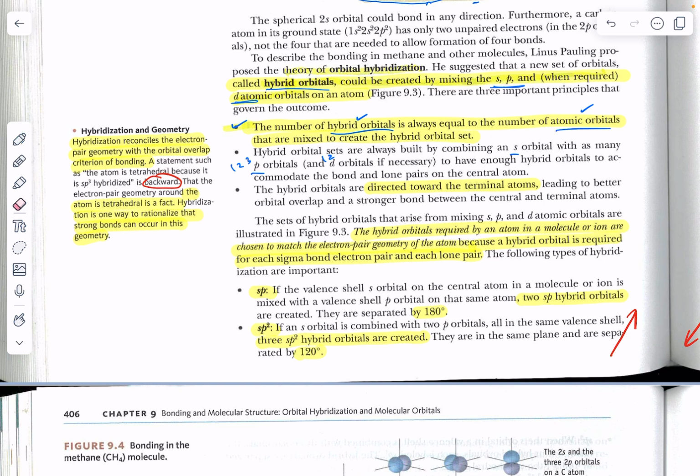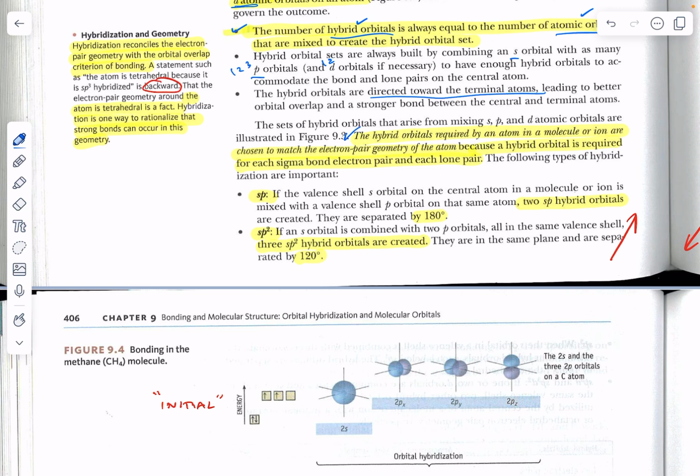And then third bullet point, the hybrid orbitals are always directed towards the terminal atoms. So the terminal atoms are the peripheral atoms, like the 4 hydrogens in methane or the 2 hydrogens in water.